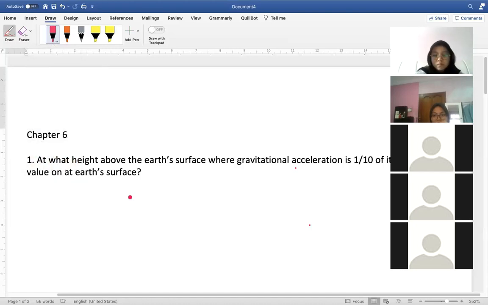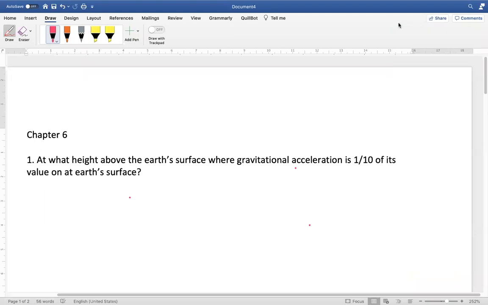Okay, anyways, let's start with the first question. At what height above the Earth's surface where the gravitational acceleration is 1/10 of its value at Earth's surface? So dia tanya height berapa? Let's say this is Earth and you have your gravity over here. Dia tanya what is the height from the center.